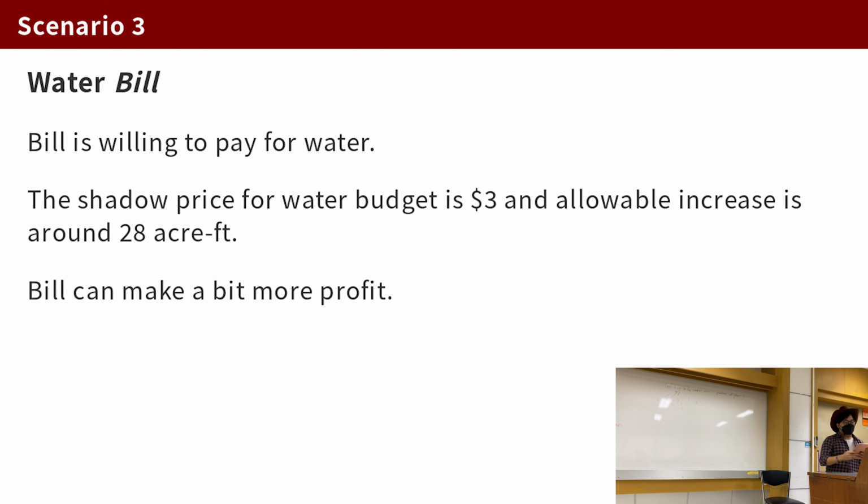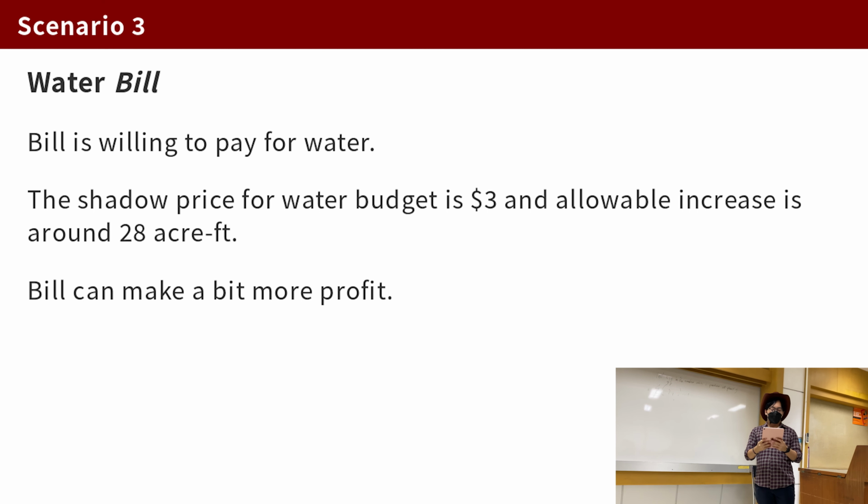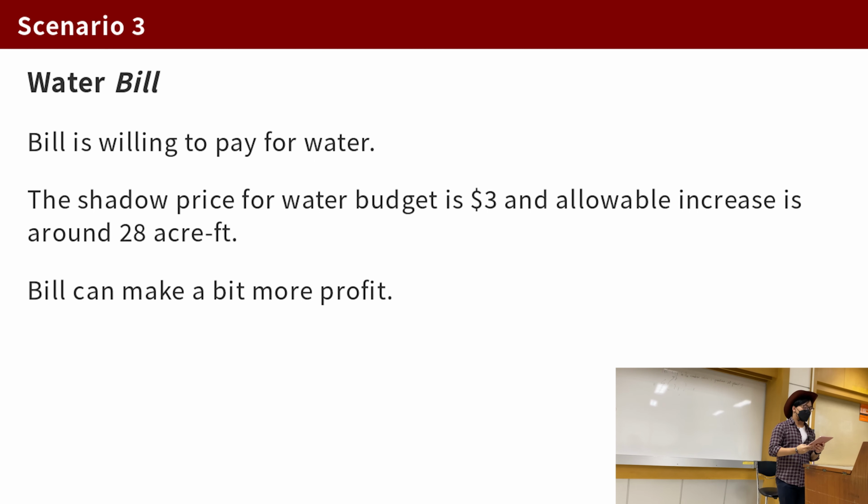The next thing is that in the start, Bill didn't want to pay for water, but now Bill is willing to pay for water. Because the shadow price for the water budget constraint is about $3, and the allowable increase is about 28 acre-feet, it means that Bill can make a little bit more profit if he wants to, maybe a couple of dollars per acre, given that the water bill is less than $3 per acre.